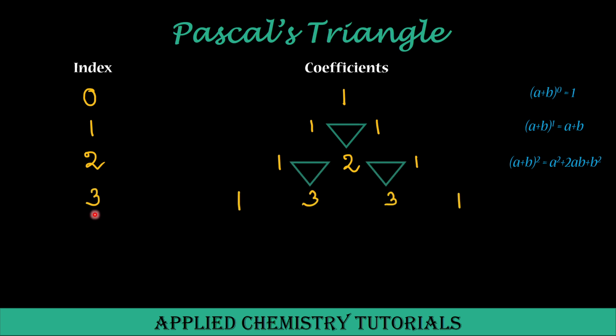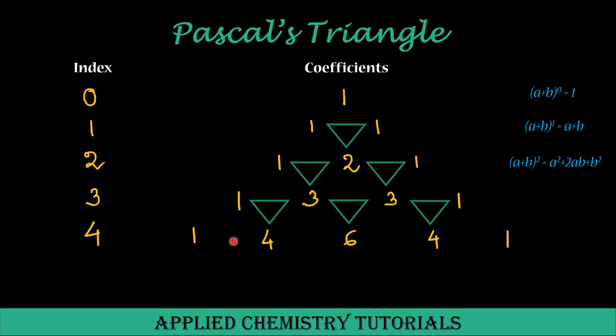For index equal to 3, we should have (a + b)^3 equals a^3 + 3a^2b + 3ab^2 + b^3. So the coefficients are 1, 3, 3 and 1. Here again we can see the first and last terms are always 1, and this 3 is the summation of 1 plus 2 here, and again this 3 is the summation of 2 plus 1 here. So it's verified for index equal to 3, and we can go on and on.